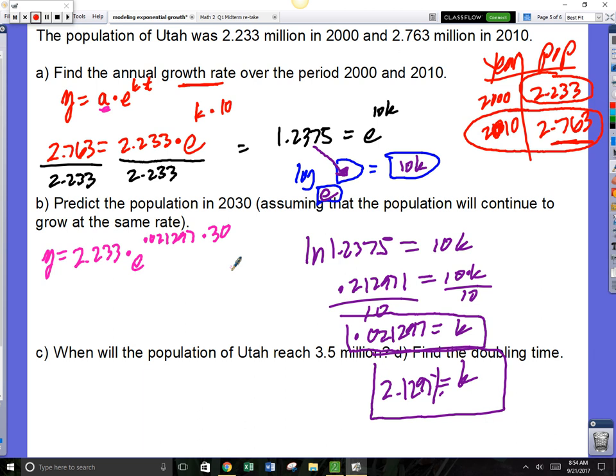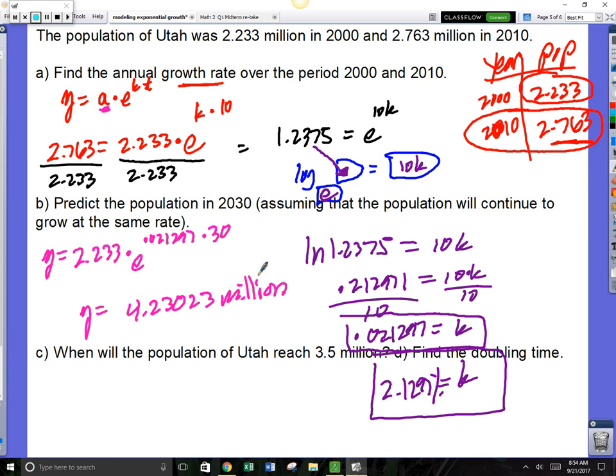2.233 times E to the 0.021297 times 30, and we're going to get Y is equal to 4.23023, and that's million people. So we're going to predict 4.23 million people in the year 2030.